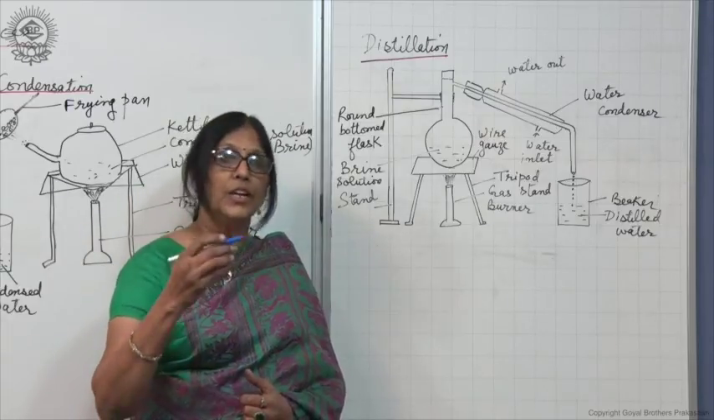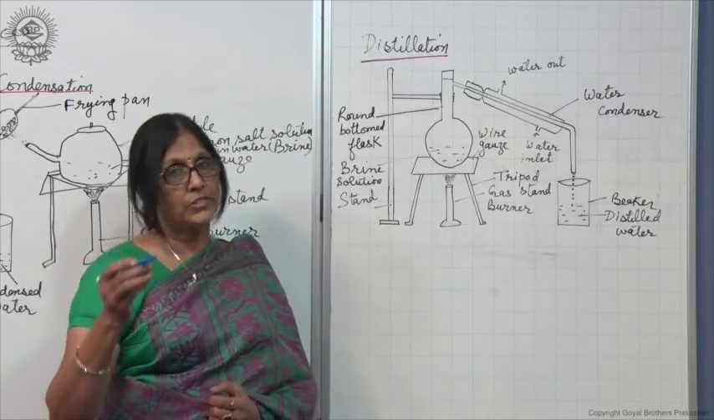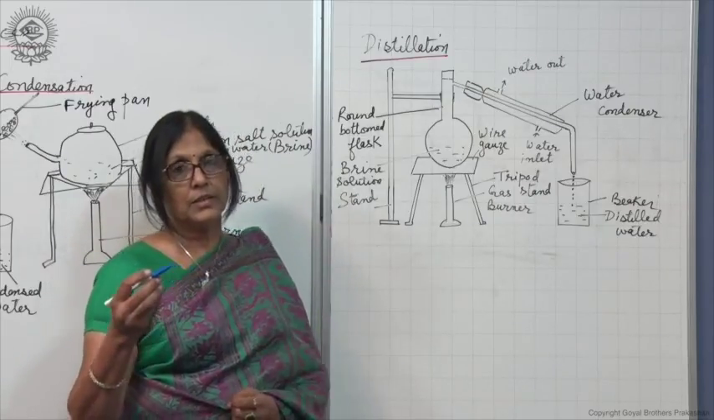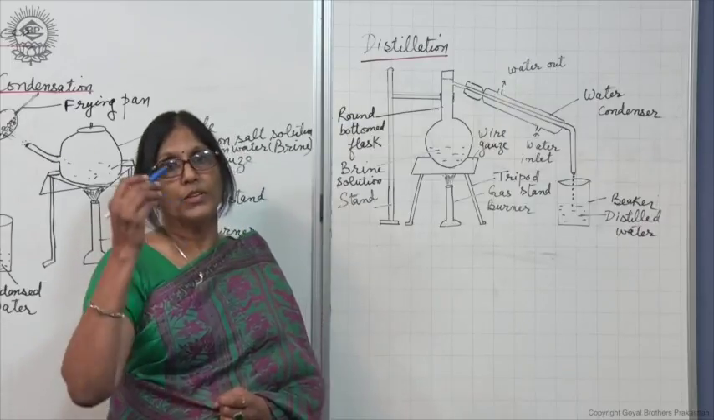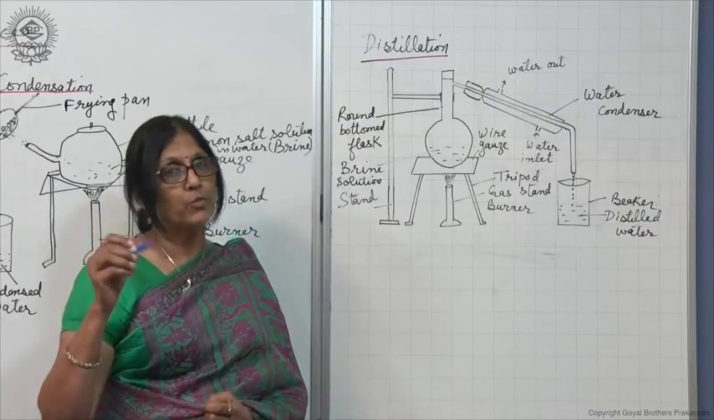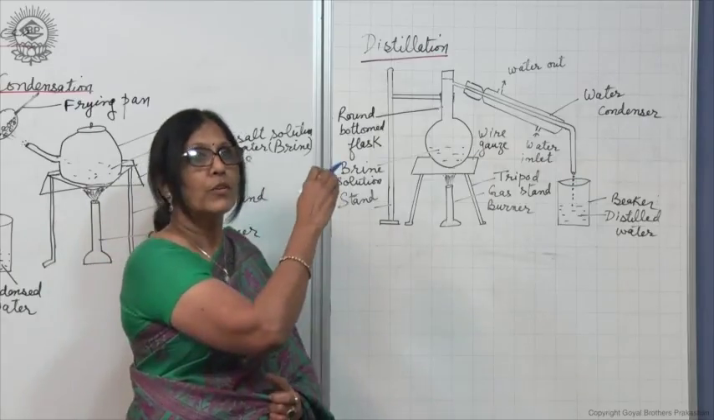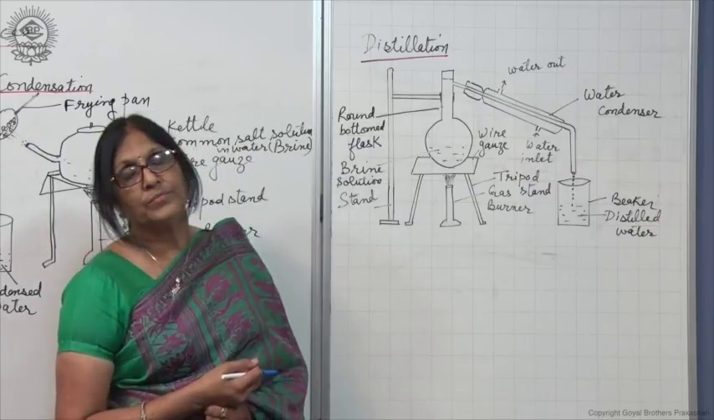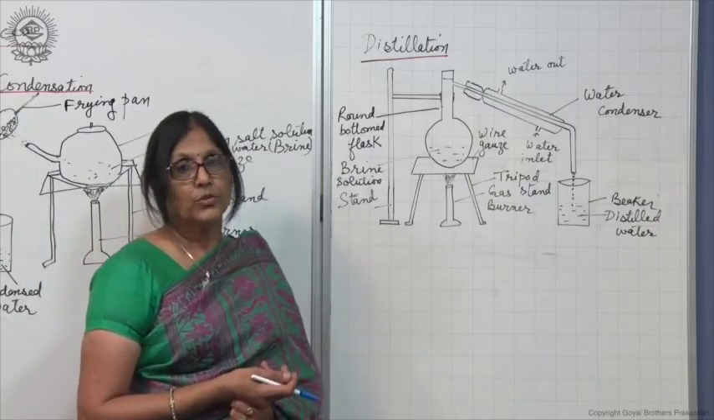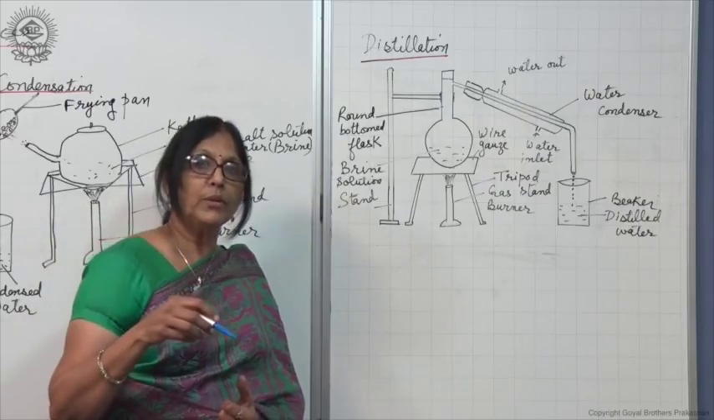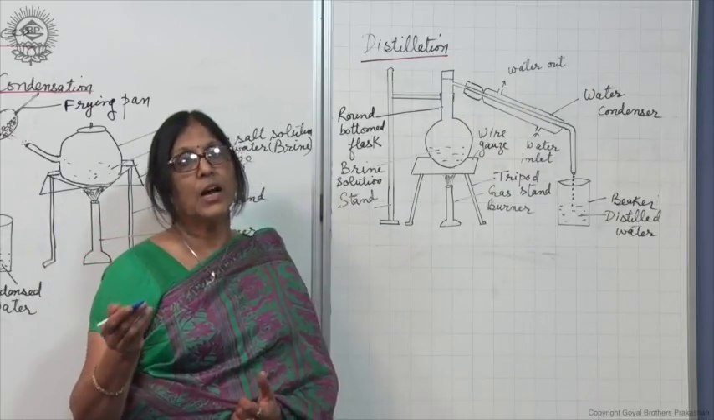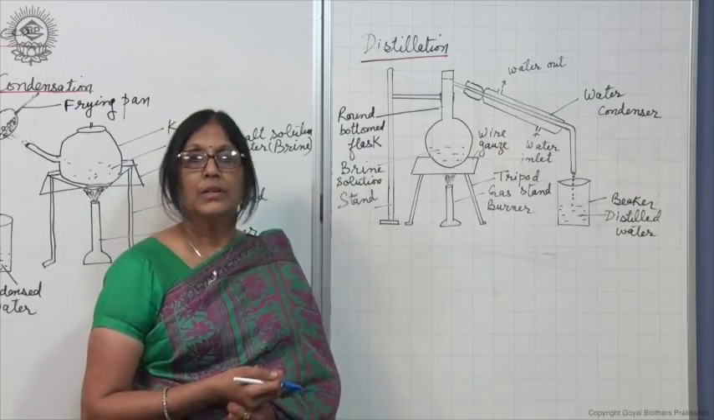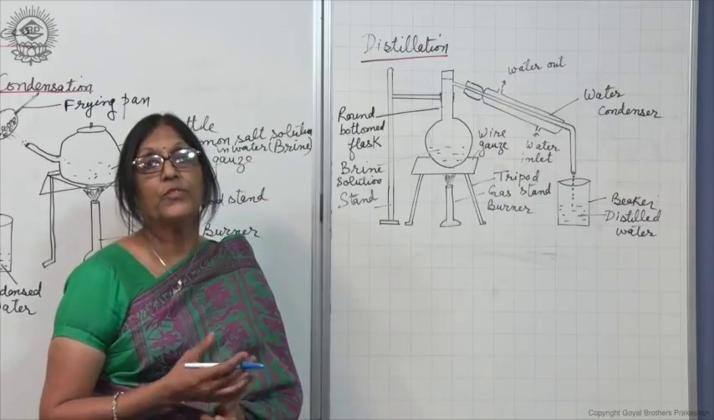And heating is done. The liquid which has a lower boiling point will change into vapors first of all, and the temperature is not allowed to go over the boiling point of the liquid which boils first. So its vapors will rise up, will pass through the condenser, and will be collected in the beaker. So the liquid with lower boiling point will be collected and the liquid with the higher boiling point will remain in the flask. So this is how we can separate miscible liquids which have different boiling points.